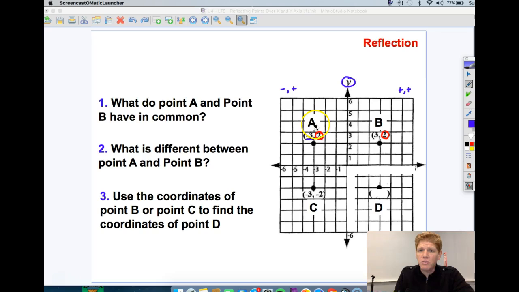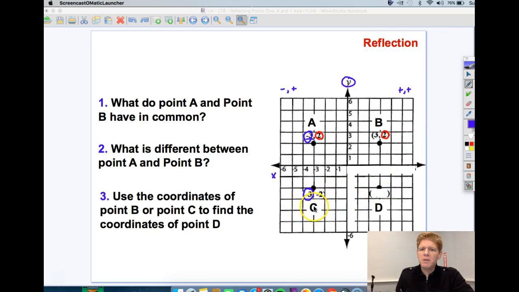And if you look down as we reflect A across the x-axis here, so here is our x-axis, now the x-coordinates are the same. So here, -3 is the same, and -3, and the only thing that changes is the y-coordinate, which is now negative. And now we can use the coordinates of C, or B for that matter, to find the coordinates of point D, which we don't know yet.